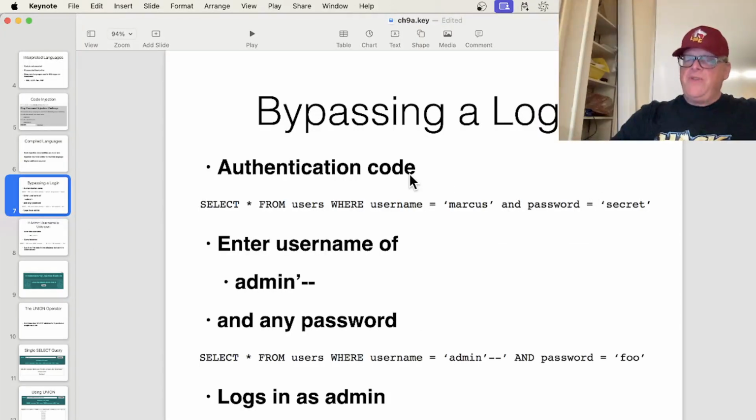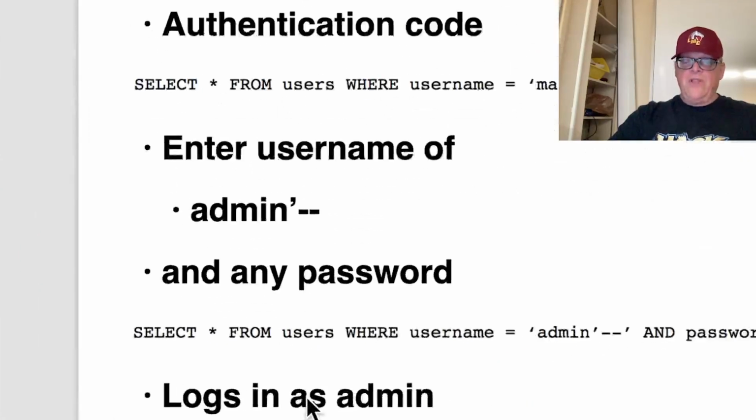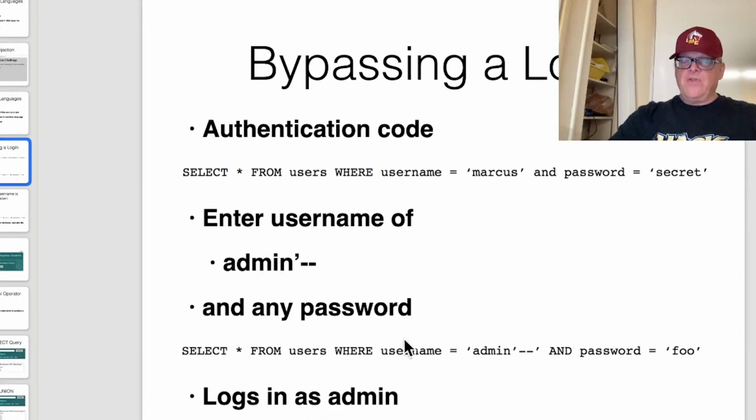So to bypass the login with SQL injection, the typical line of SQL will say select information from the users table where the username equals Marcus and the password equals secret. And the problem here is these things come from the user, Marcus and secret, and they're indicated by apostrophes that determine it. So if I put in admin apostrophe dash dash, then that line of code will turn to this line of code: select star from users where username equals admin, and this starts a comment, so it ignores everything else. So it does not check to see if the password is correct. It just lets me in as admin.